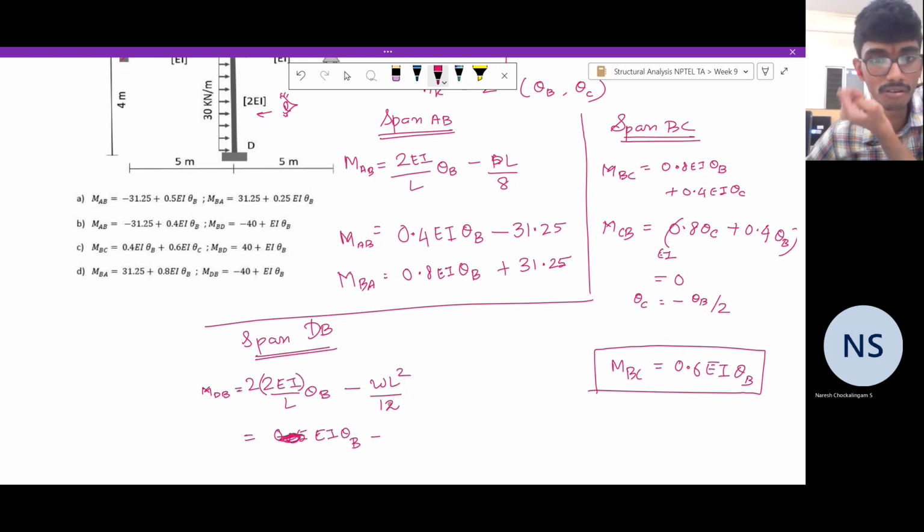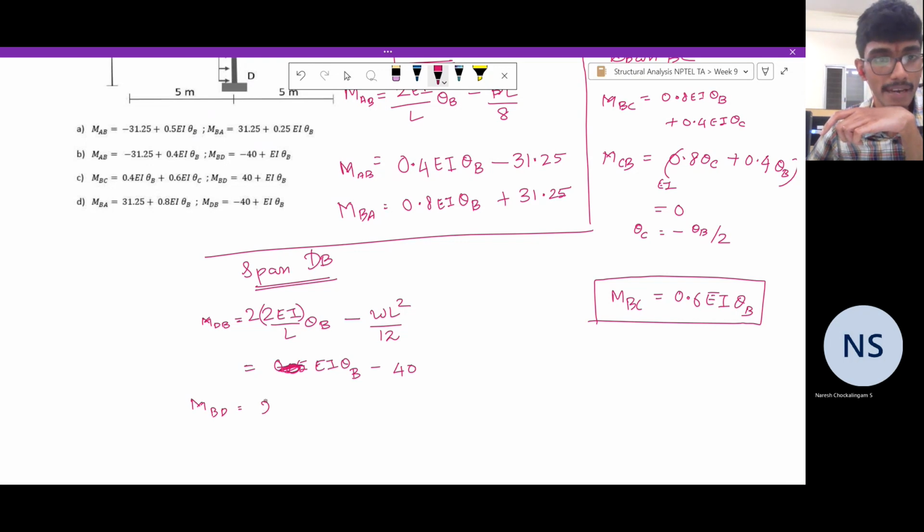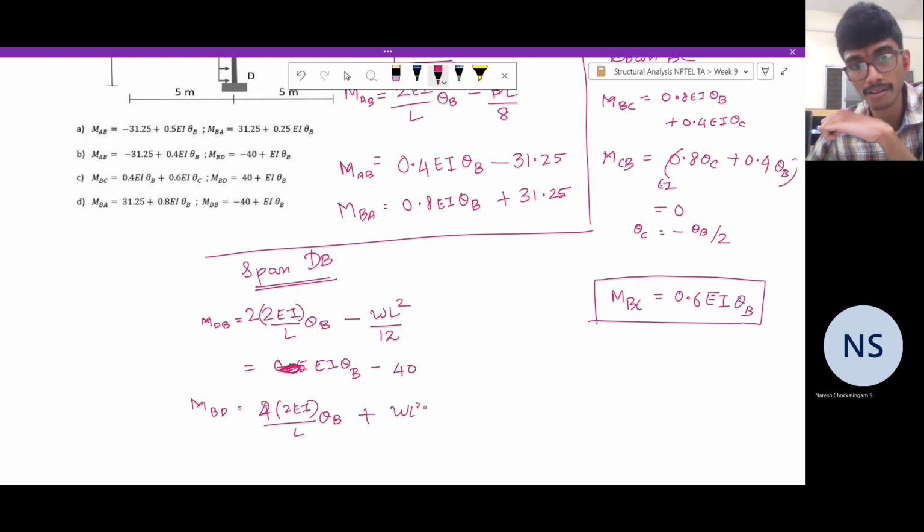W is 30, length is 4. So 30 into 4 is 120. So 120 by 12 is 10. 10 into 4 is 40. So minus 40. And what is MBD? MBD is equal to 4 EI by L theta B. So 4 into 2 EI by L theta B plus WL square by 12. So this is 8. 8 by 4 is 2. So 2 EI theta B plus 40.